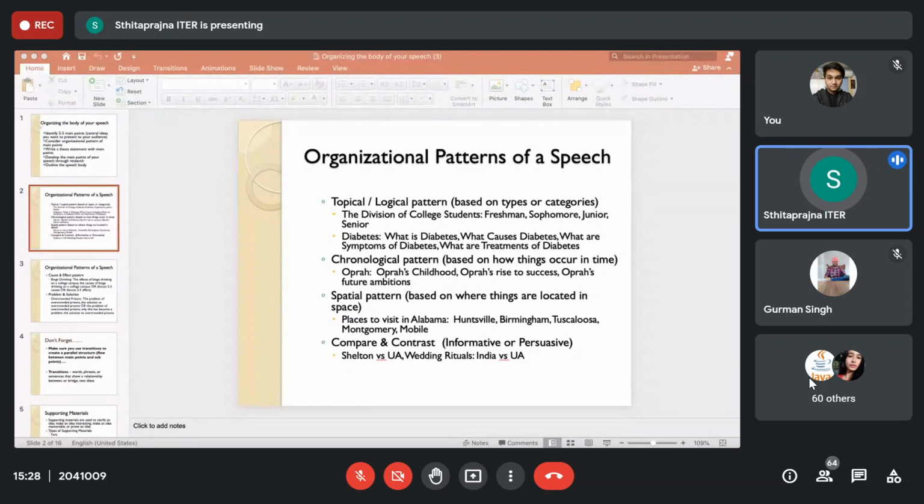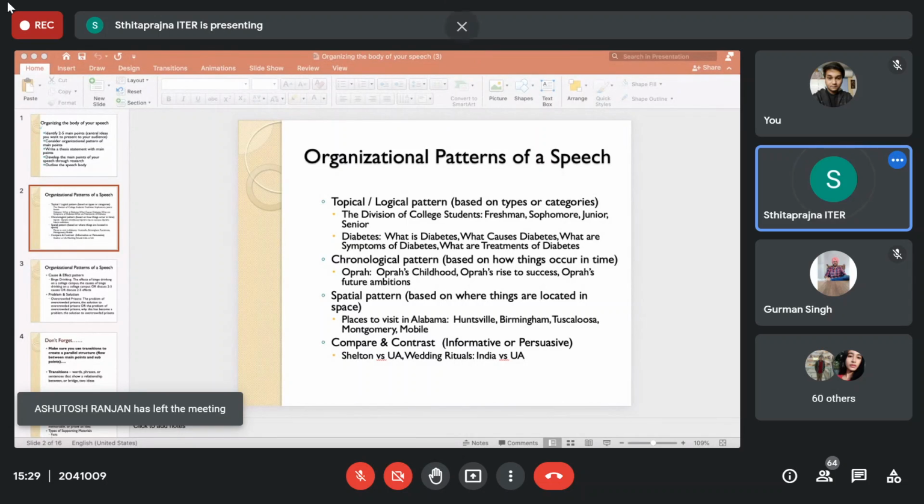So spatial pattern is based on where things are located in space. For example, if you want to talk about a geographical location, you don't have to exactly tell the coordinates, but you have to give some description as to where it is, what the things are that you need to visit if you go to the place, what the speciality is, what typical things are available. So you have to develop a complete itinerary. That's a spatial pattern. And the next and the last pattern is comparing and contrasting.